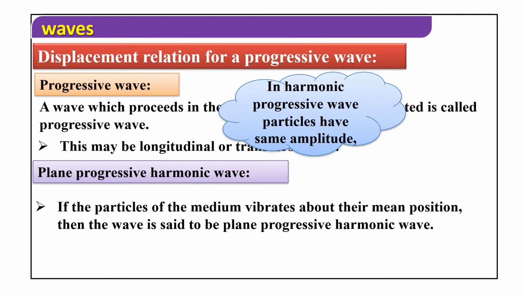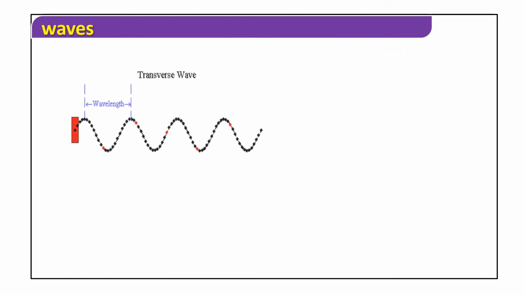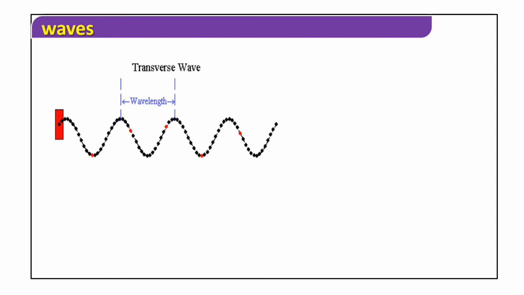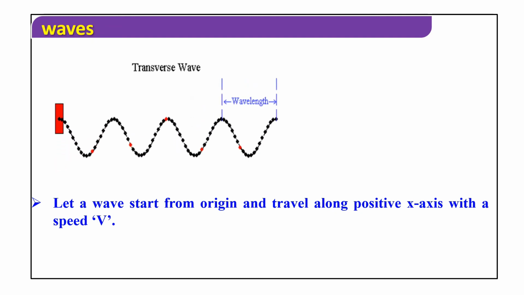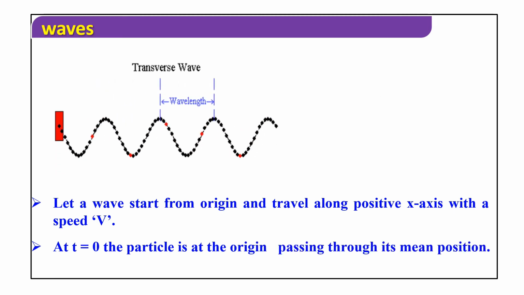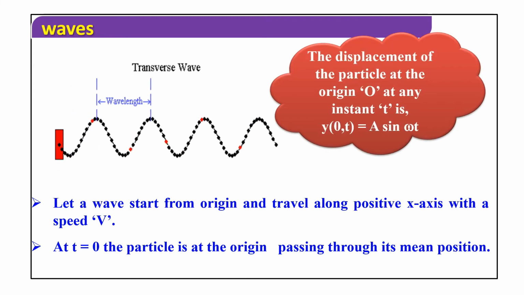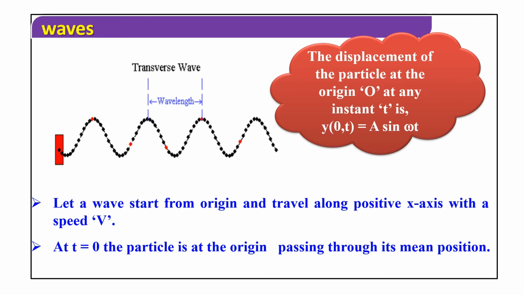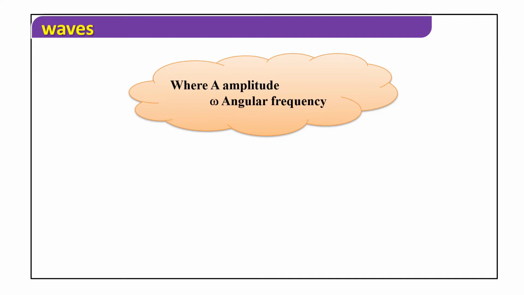In a harmonic progressive wave, particles have the same amplitude, but the phase of oscillation changes from one particle to another. See here. Let a wave start from the origin and travel along the positive x-axis with a speed v. At t equals 0, the particle is at the origin passing through its mean position, so the initial phase of the particle is 0. The displacement of the particle at the origin O at any instant t is y(0, t) equals a sin omega t, where a is the amplitude and omega is the angular frequency.